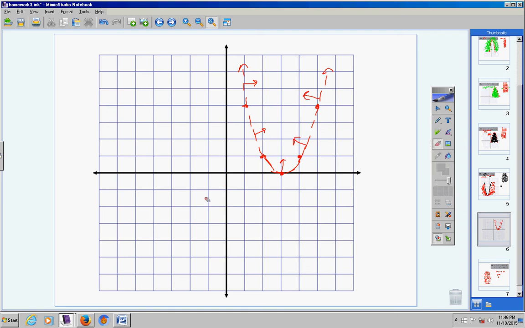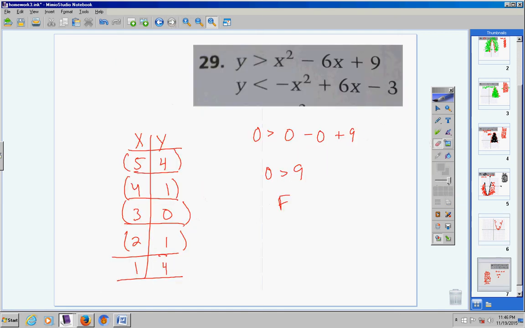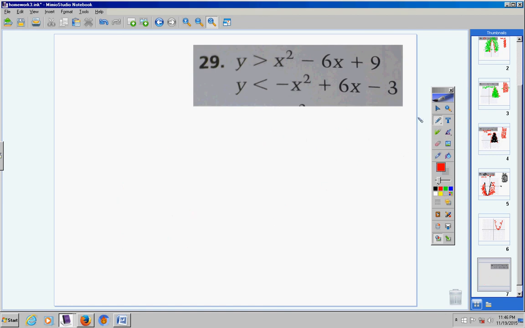Now let's move on to the other inequality. Here we go. First of all, let's find the x value of the vertex. Negative sign. B would be 6. A is negative 1, so 2 times negative 1. That would give me a negative out front, a positive 6 up top, and a negative 2 in the bottom. A positive over a negative is negative. Bring down your negative sign. 6 over 2 is 3. Negative, negative is positive. So the x value of my vertex is 3.